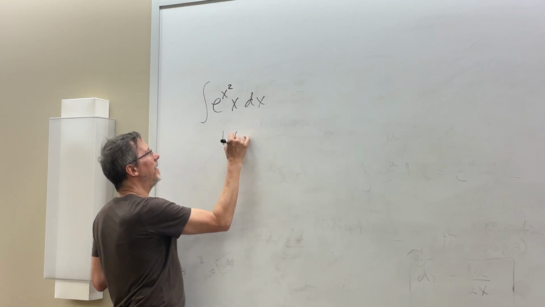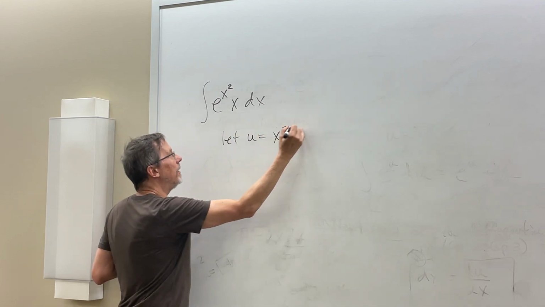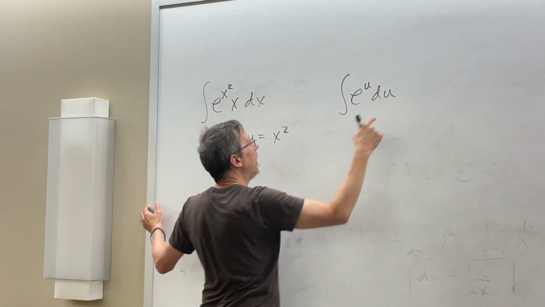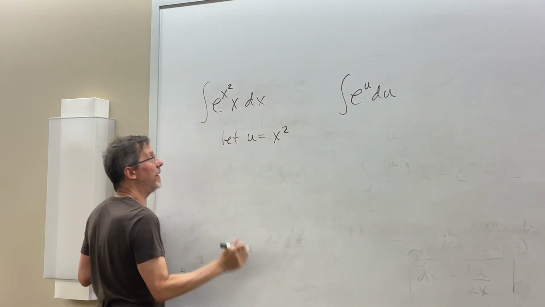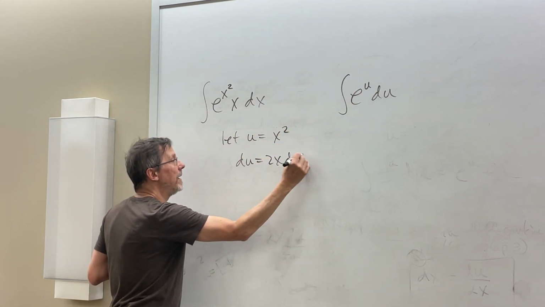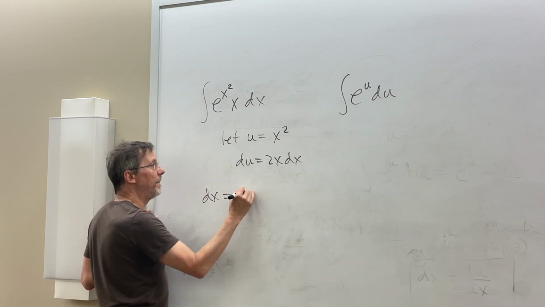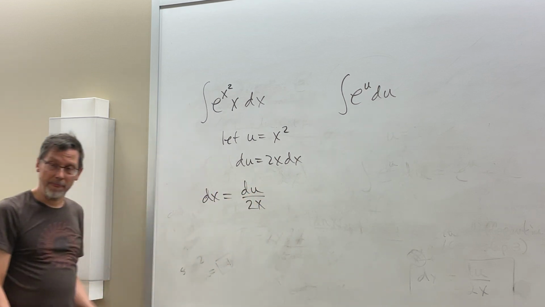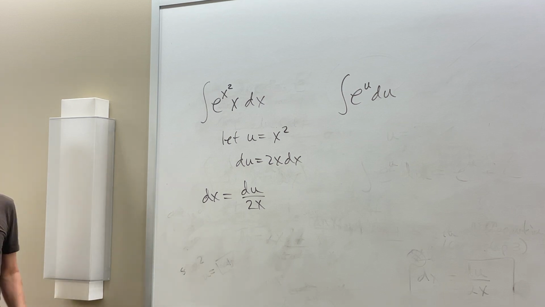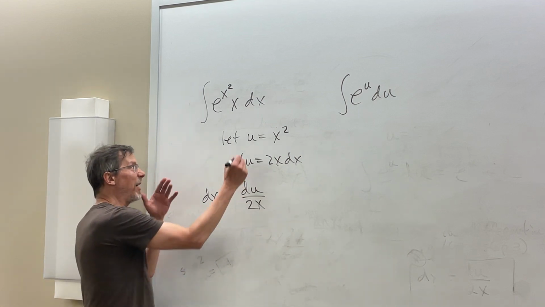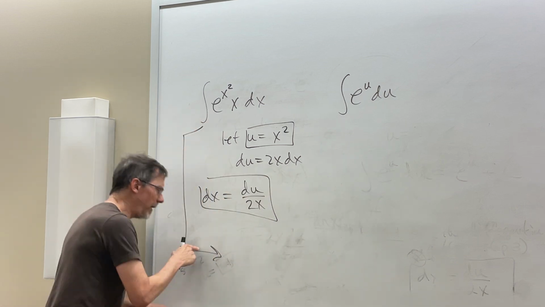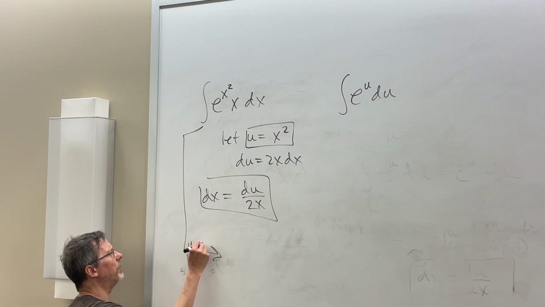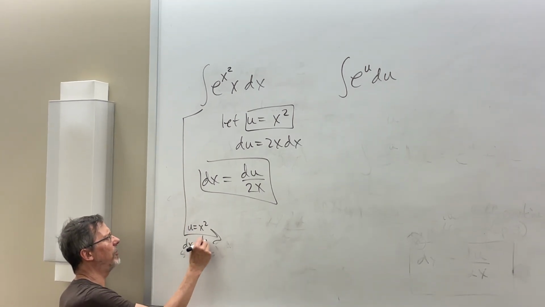So here I'm going to let u equal x squared, keeping in mind this is the form I'm shooting for. Lay that on top of here. The x squared comes through the u window. Take the differential. Solve for dx. Do the plug. I'm letting u be replaced with x squared, and I'm letting dx be du over 2x.